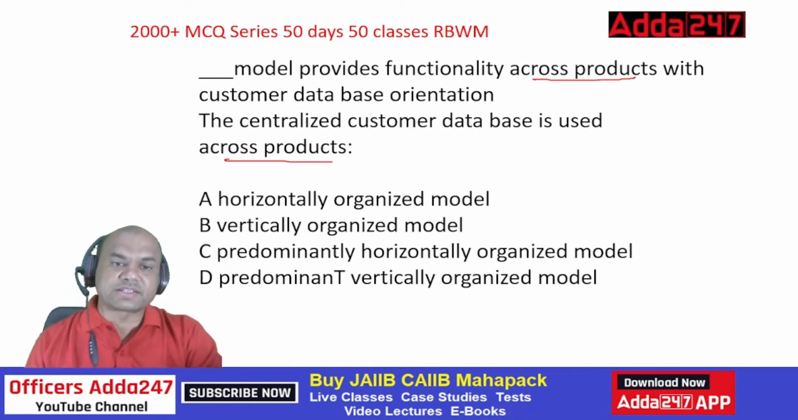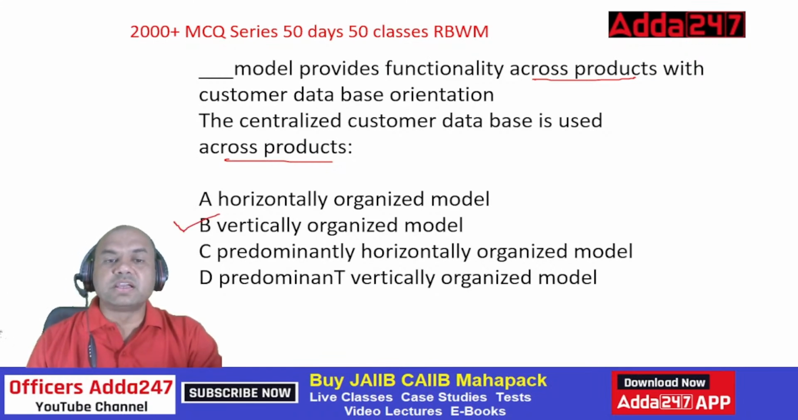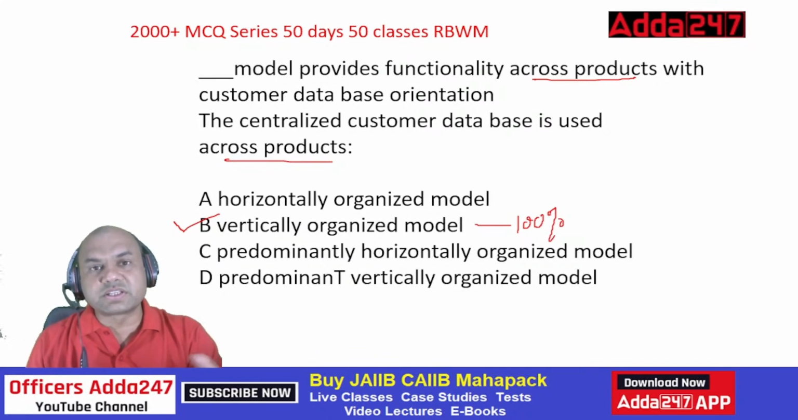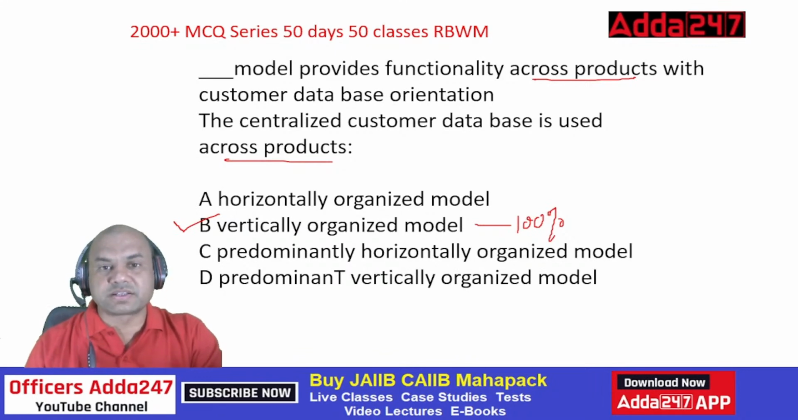So what is the answer? It is vertically organized. In vertically organized, it's always 100% data sharing. And here it is 0%. In horizontally organized, we don't share the data across the products. Within the same product line, the data is shared.